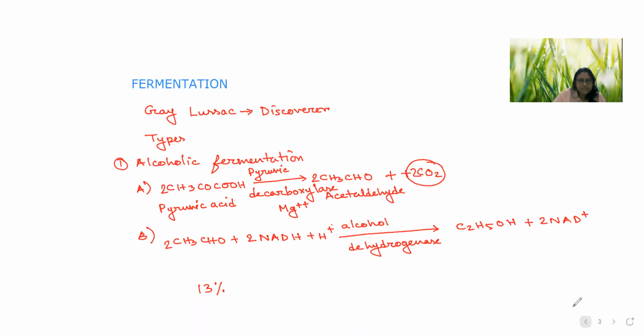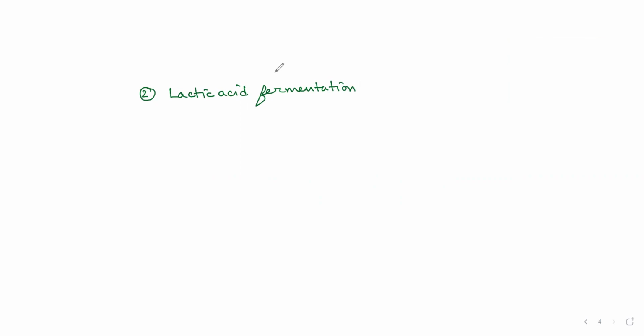Okay. So the next step is called lactic acid fermentation. It is the second type of fermentation. We learned about alcohol fermentation. So the second is lactic acid fermentation. Can you tell any other organism than microbes that does this process? Yeast. Okay, yeast is not a microbe.